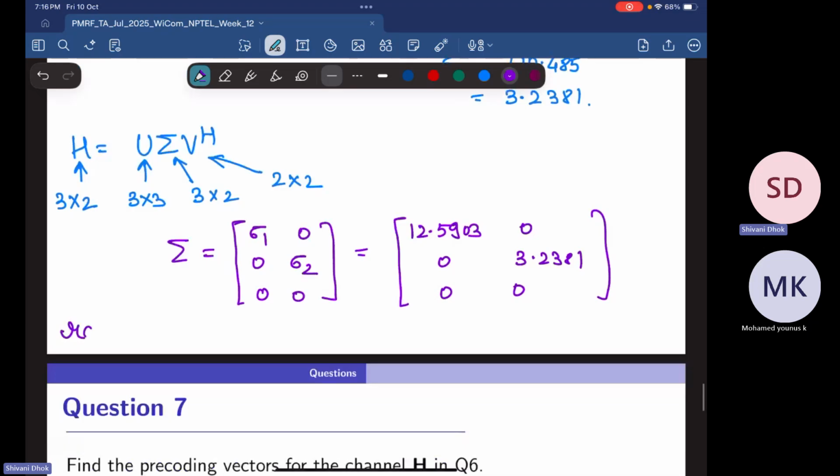So your rank of H, which is the number of non-zero singular values, this comes out to be equal to 2. Is it clear? Any questions till this point?